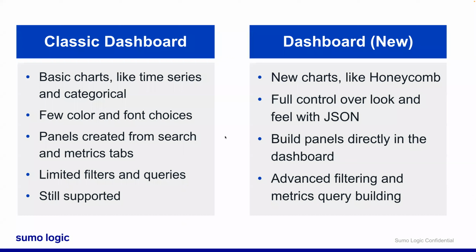So yeah, the classic dashboard was more basic. As it says, fewer colors, fewer font choices, which is very important to you guys. A lot of customers wanted more options with that, and so we did that. And like I said, you'll see that within the JSON. And then there's more advanced filtering, which is more beneficial. The panels can be built directly into the dashboard, which is kind of cool. The old way of doing it, you would create the query, and then you would essentially save it to a dashboard. And what you can do now is actually get into that dashboard and build it from within the dashboard itself, which is a better way of doing it.